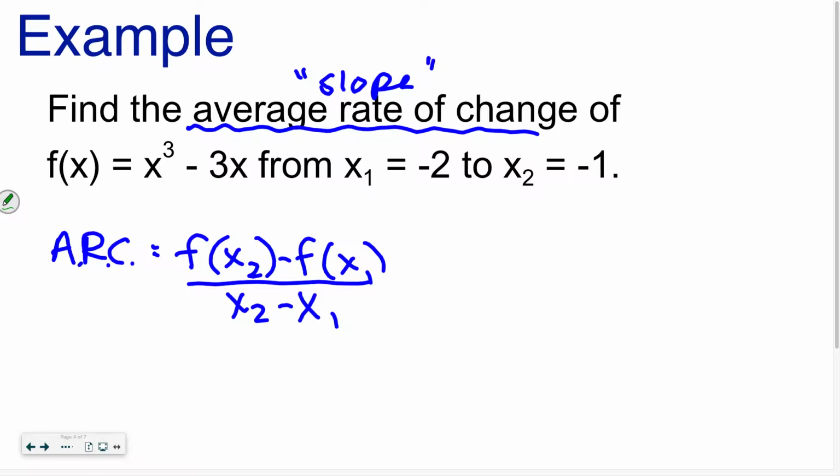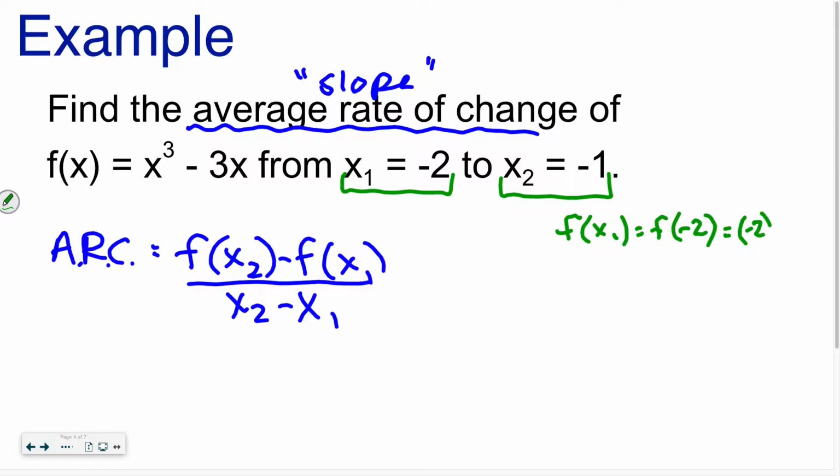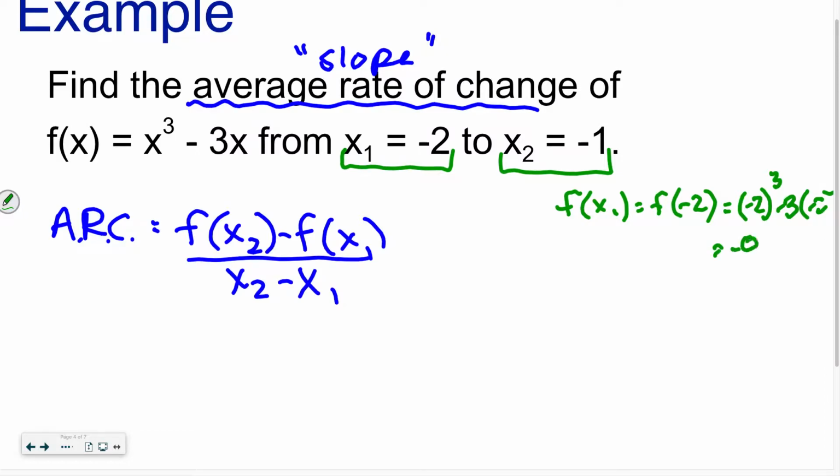I look at my problem. I already know x sub 1 and x sub 2. I just need to find what? The y values. If you know x and you're given a function, substitution, and you'll find y. So f of x sub 1 is really f of negative 2, because that's what I'm told x sub 1 is. And then I'm just subbing it in for these x's right here. So that's negative 2 cubed minus 3 times negative 2. What is that? Negative 8 plus 6.